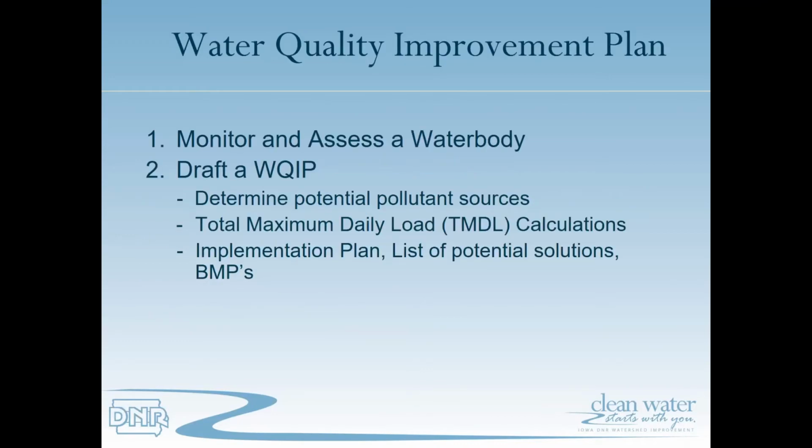So, parts of the water quality improvement plan. First of all, we have to monitor and assess the water body. That actually requires that we get out on a boat and take samples and send them to a lab for analysis. If the water quality is determined to be impaired, we will draft a water quality improvement plan. Parts of that include the potential pollutant sources, where the issues for the water quality are coming from within the watershed. Then we will calculate the total maximum daily load for the lake. And from there, we will have an implementation plan provided with a list of solutions and best management practices and things that may hopefully improve the water quality.